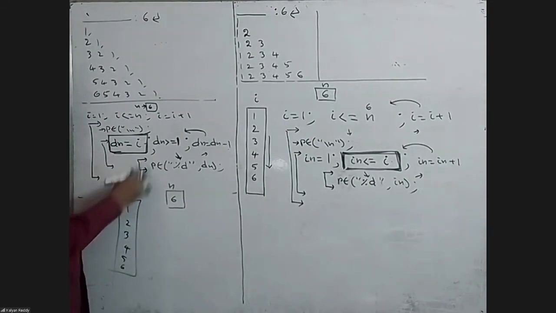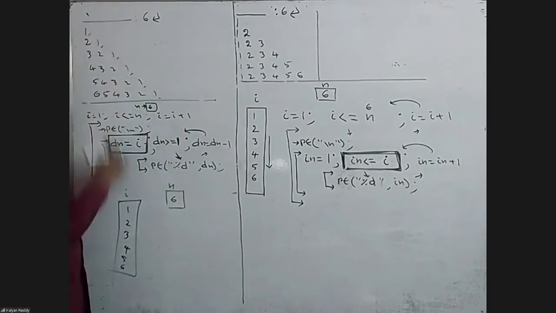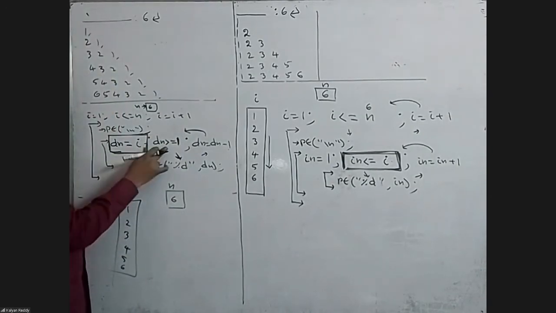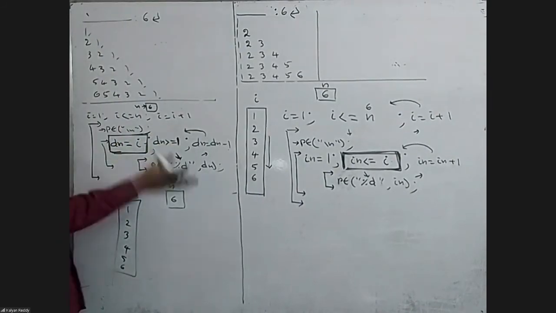First time I value is 1. 1 greater than or equal to 1, come inside, 1 printed, decrement to 0, 0 out. So we get 1. Second time I value is 2. So start with 2. 2 greater than or equal to 1, 1 greater than or equal to 1, 0 out. So 2 1. Next time 3 2 1. Next time, that's it.